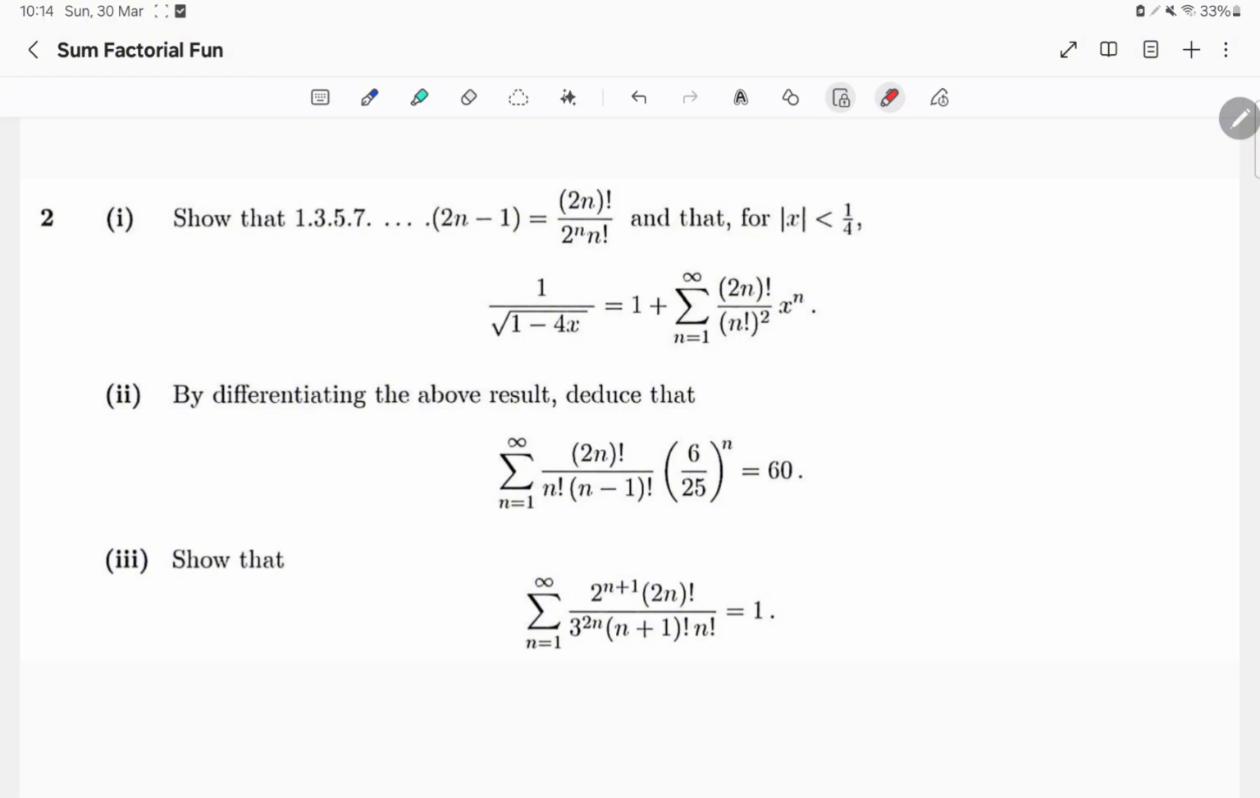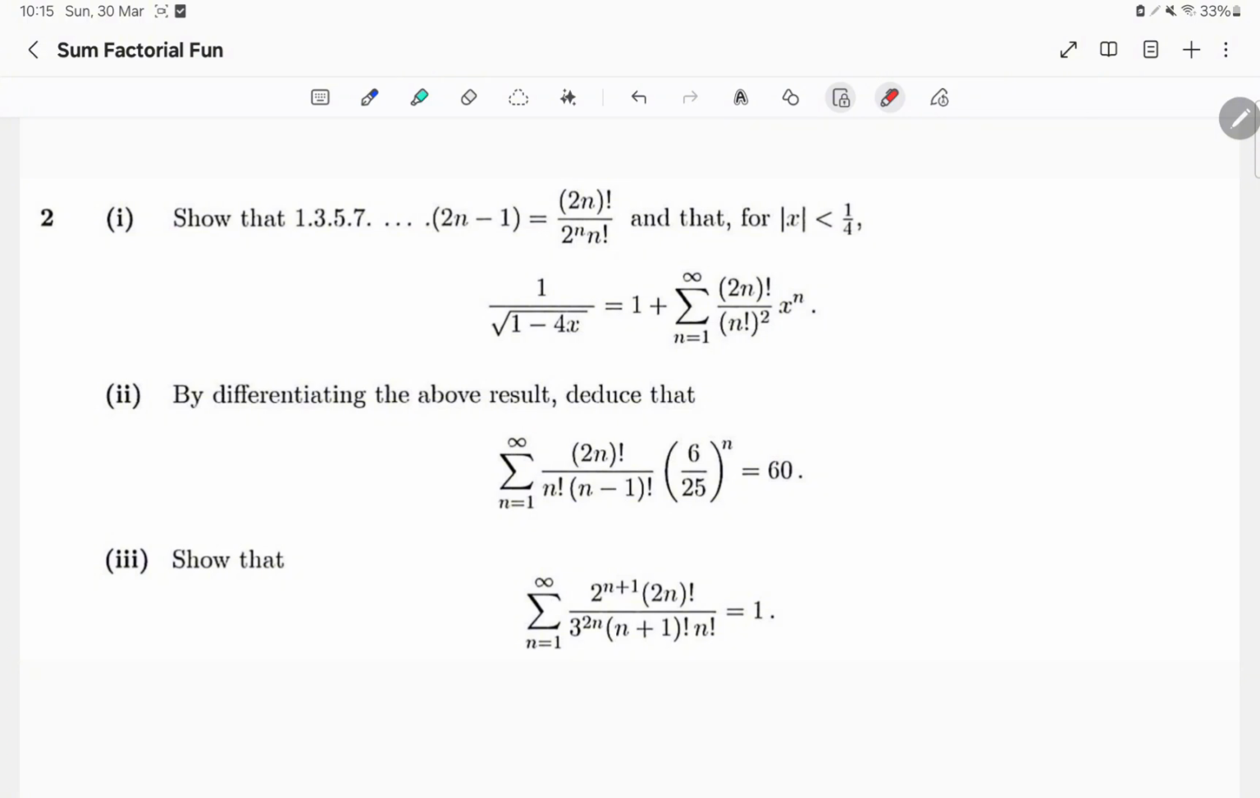Part 3. Show that the sum from n equals 1 to infinity of 2 to the n plus 1 multiplied by the factorial of 2n over 3 to the 2n multiplied by the factorial of n plus 1 multiplied by n factorial is equal to 1.